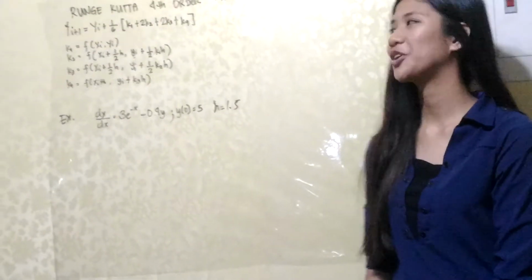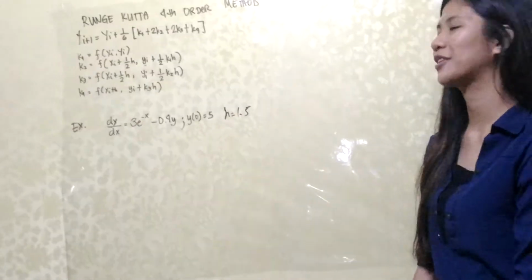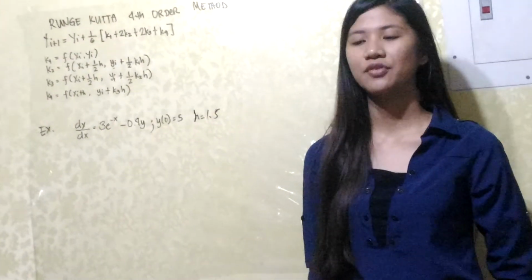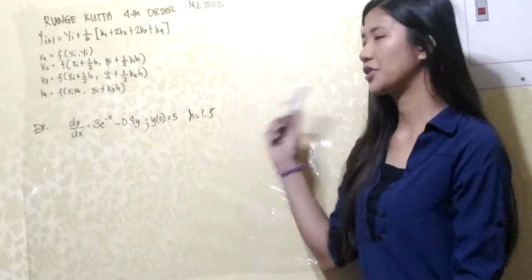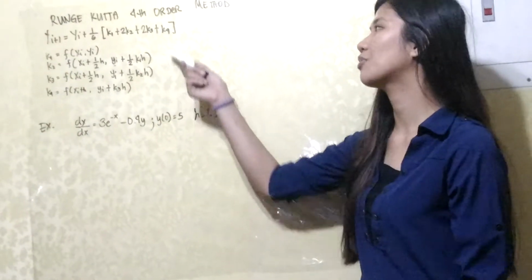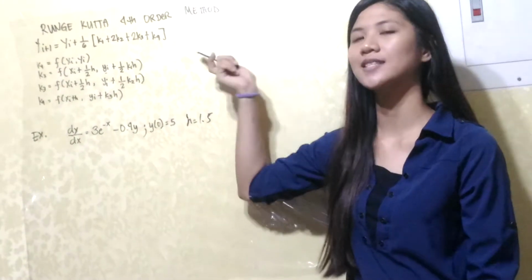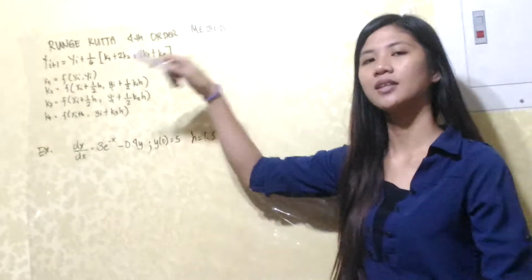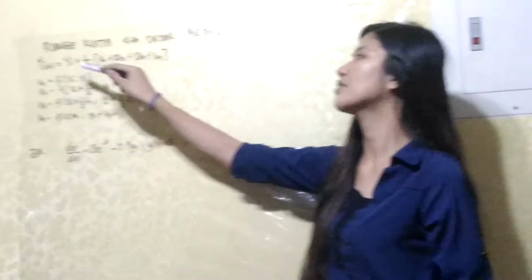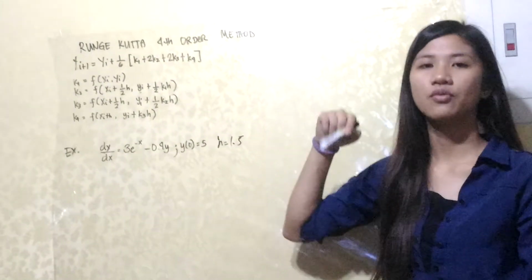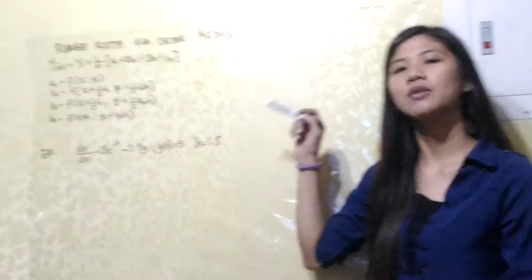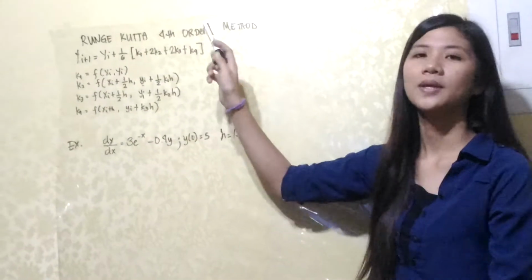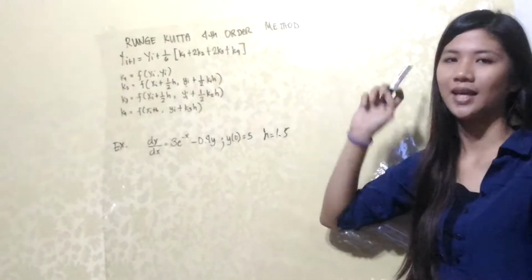Hello, so in this tutorial we will discuss the Runge-Kutta method, which is used for solving differential equations. In order to apply this kind of method, we have to be familiar with this generic equation, such that for finding the y sub i plus 1 is equivalent to y sub i plus 1 over 6 multiplied by k1 plus 2k2 plus 2k3 plus k4.